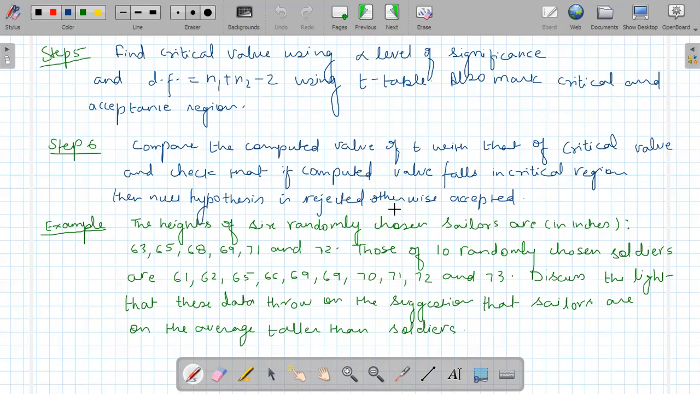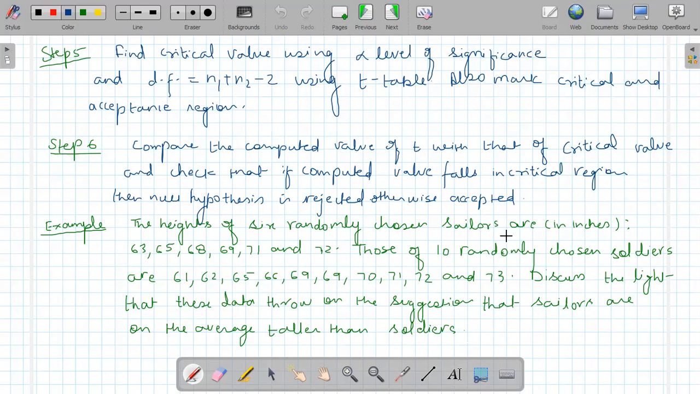Let's see quickly one example. The height of 6 randomly selected sailors are 63, 65, 68, 69, 71 and 72 in inches. Those of 10 randomly selected soldiers are 61, 62, 65, 66, 69, 69, 70, 71, 72 and 73. Discuss the light that these data throw on the suggestion that sailors are on the average taller than soldiers.